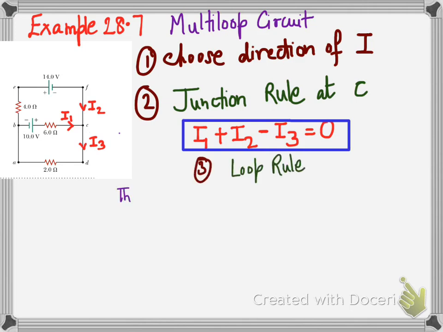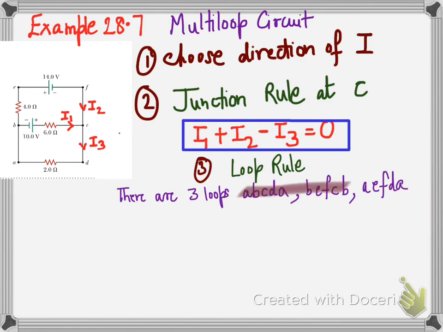Third step, we apply the loop rule. There are 3 loops: A, B, C, D, A; B, E, F, C, B; and A, E, F, D, A. We are going to choose the first 2 loops, which are highlighted.